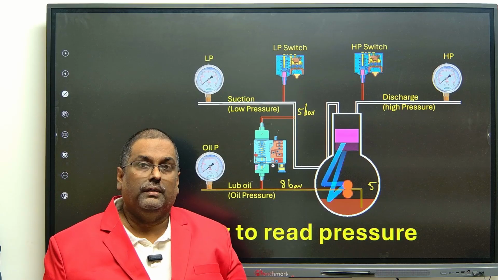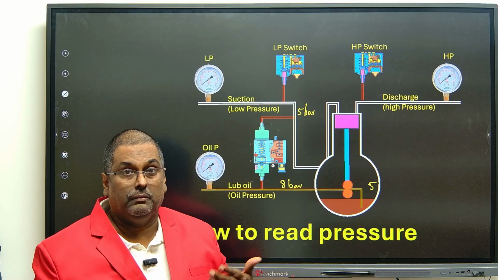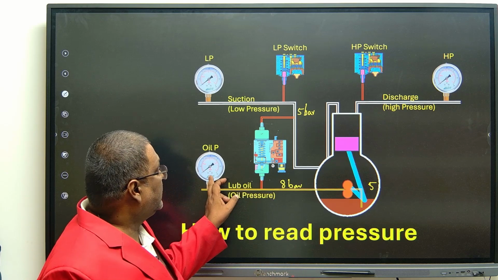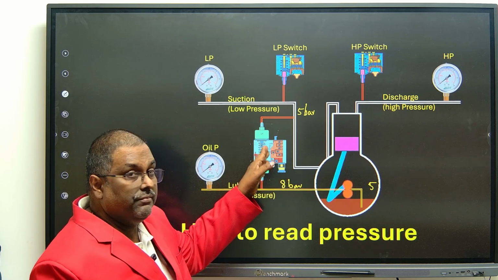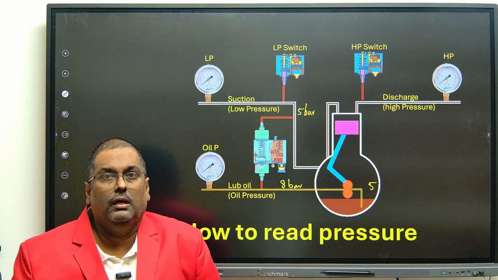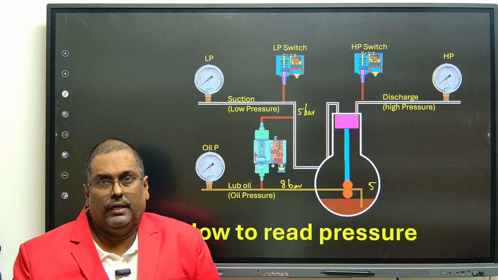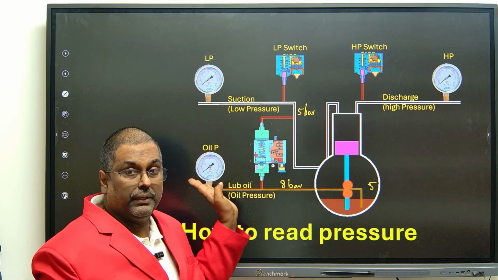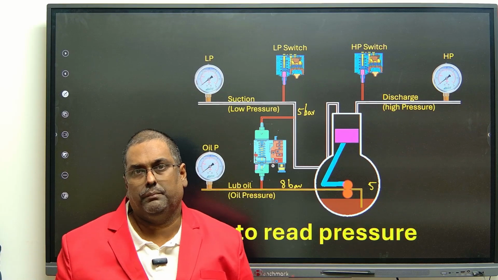Got it? So my point is about taking readings whenever you are doing rounds, and how you are monitoring. Suppose, for example, this is a differential pressure switch and there is no dual pressure gauge to monitor. That I will also explain. But here there are 3 pressure gauges, 3 pressure monitors.